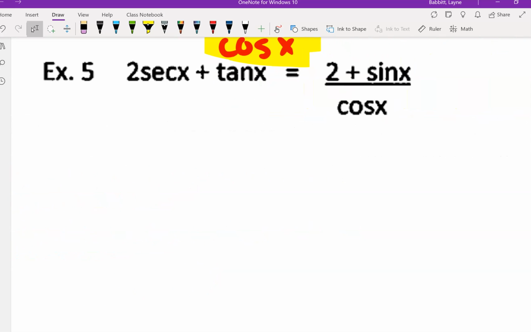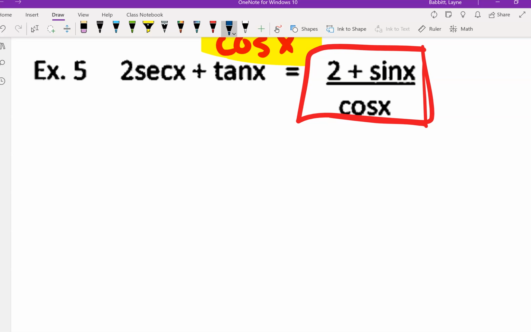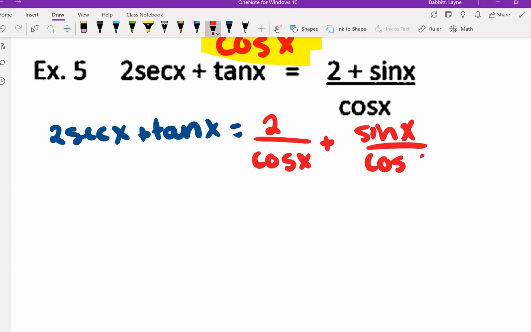All right, next one, again, we're using the strategy of splitting up a fraction. So I'm going to split up this fraction, and I'm going to try to get the right side of the equation to equal the left side. We have 2 secant x plus tangent. I'm going to leave that side the same, and I'm going to simplify the other side of the equation. So this is going to be 2 over cosine x plus sine x over cosine x.